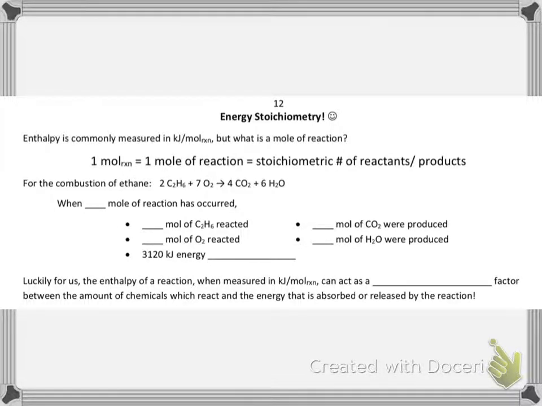Let's talk about the glories of energy stoichiometry. But before we do, let's talk about that unit of kilojoules per mole reaction, because that's what enthalpy is commonly measured in. But the real question is, what the heck is a mole of reaction? Well, technically, 1 mole of reaction literally means this reaction happened a mole of times, 6.022 times 10 to the 23rd times. What that means for us is a stoichiometric number of moles of both reactants and products got used or created.